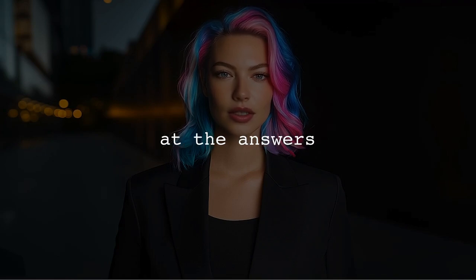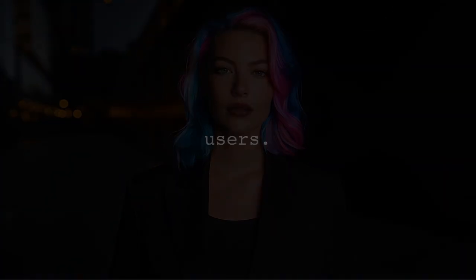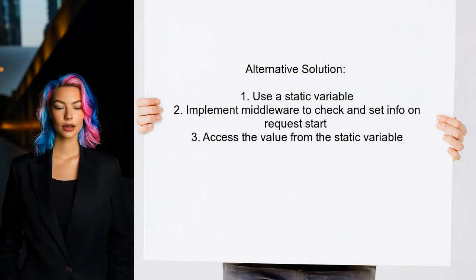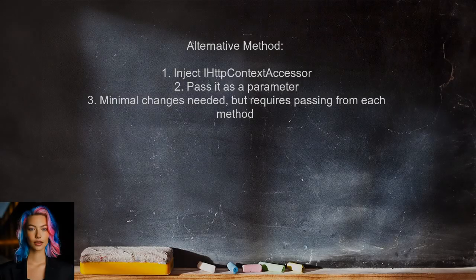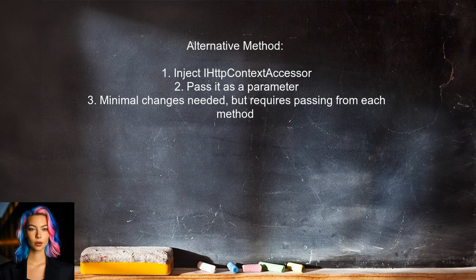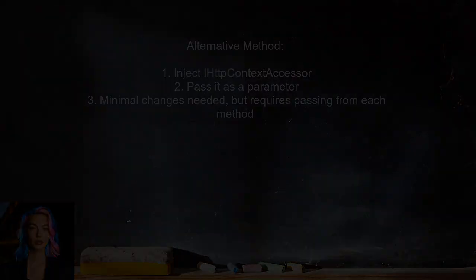Now, let's look at the answers provided by other users. An alternative approach suggested by a user involves using a static variable along with middleware. The middleware would check and set the database information at the start of each request, while the static variable would store this value for easy access. Another simpler method proposed is to inject or pass the IHttpContextAccessor as a parameter. This allows for minimal changes, but requires passing the IHttpContextAccessor service from each calling method.